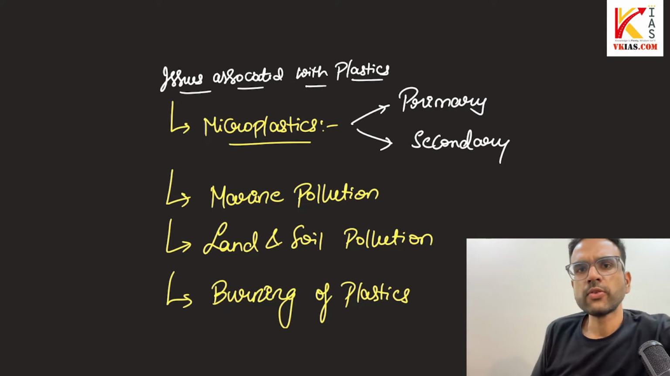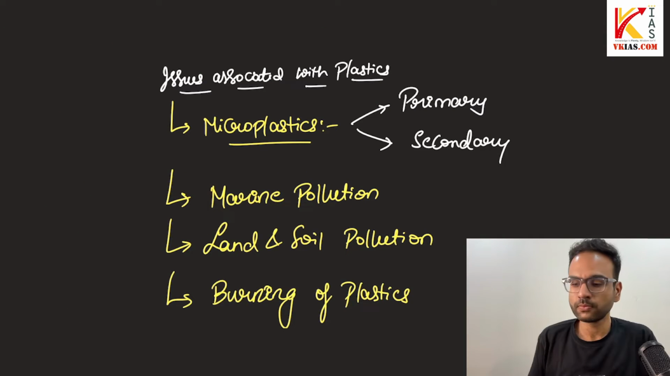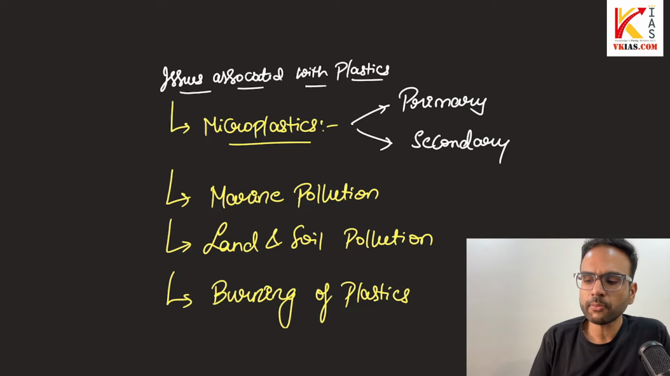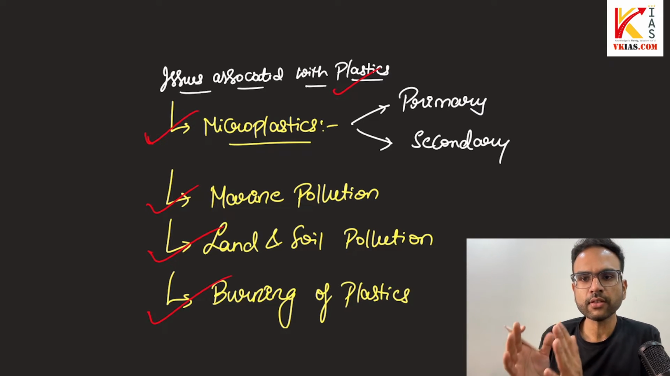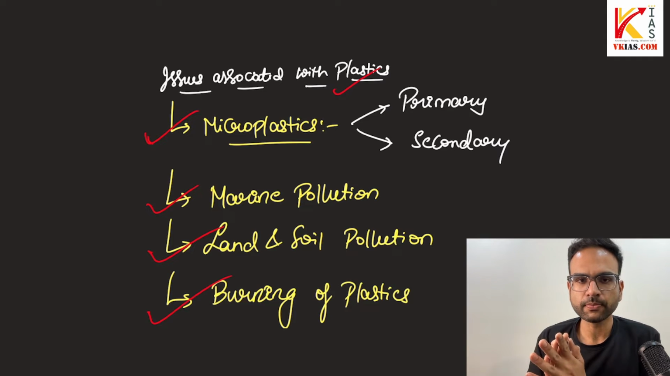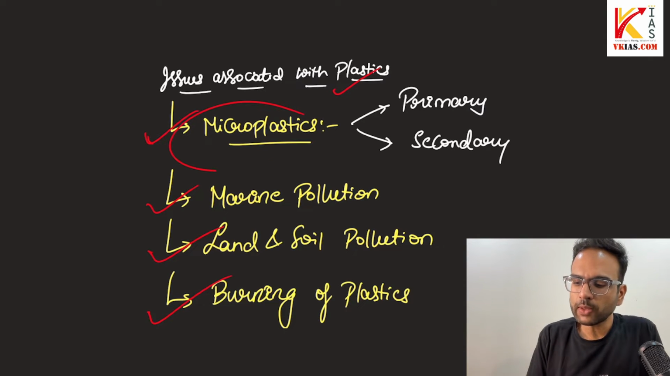What are the issues associated with plastics? In this section, we will be discussing 1. Microplastics, 2. Marine pollution, land and soil pollution, and the issues associated with the burning of plastic, that is, how they cause air pollution. Okay. Now let's begin with microplastics.